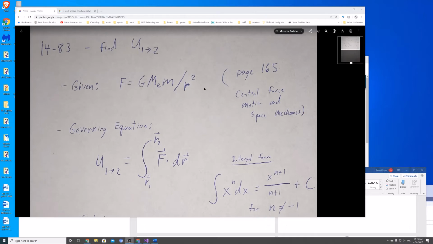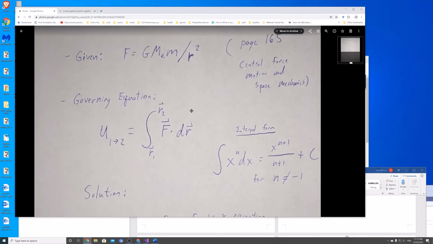So here's the equation for force between two objects: the mass of the Earth and the mass of that object, and here would be the distance between their centers, of those two objects, or two spheres. You can see this equation on page 165, in the central force and motion of space mechanics section. We didn't cover that section, but if you want to take a look, this equation is given there. So here's our governing equation.